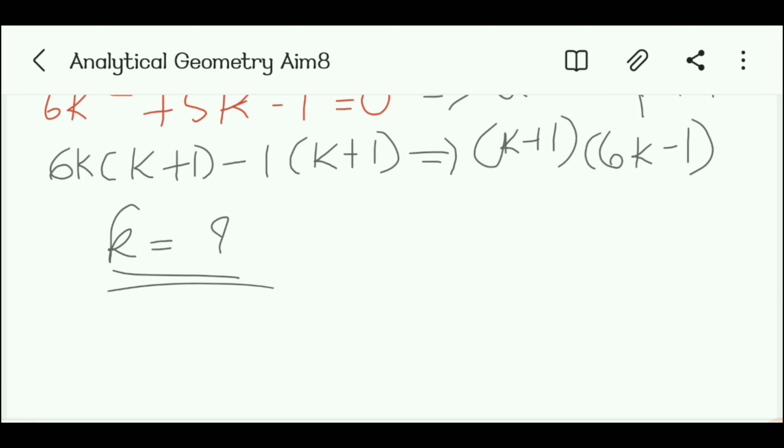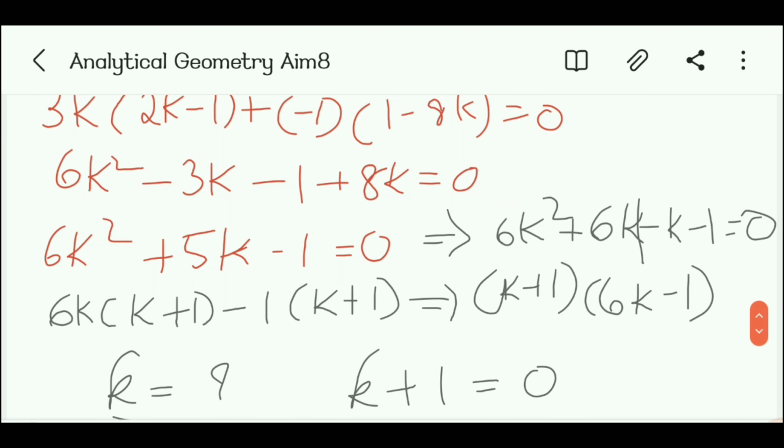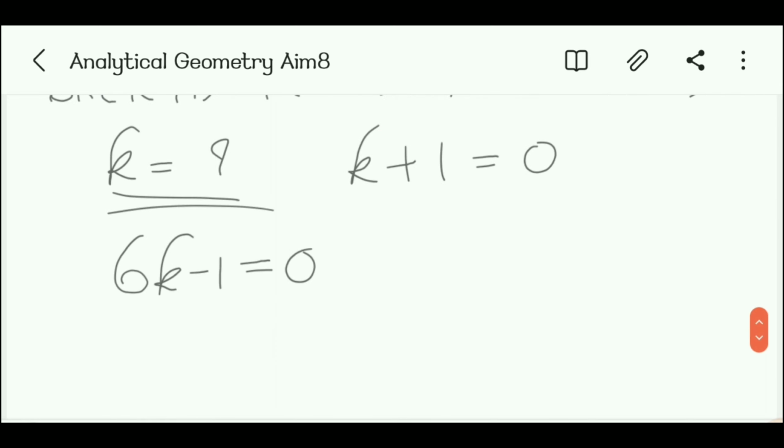So how to find it? Obviously, k plus 1 we are going to equate to 0, and 6k minus 1 also equating to 0. So why are we equating? Until this step we wrote equal to 0, so here we have to write equal to 0. That's why we are equating them separately, because together we cannot equate it, right? Now k plus 1 is equal to 0, what will be the value of k? If you solve like a linear equation in one variable, plus 1 will go to the RHS and become minus 1. K value is minus 1.